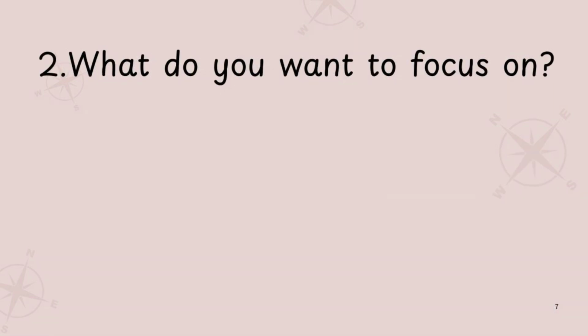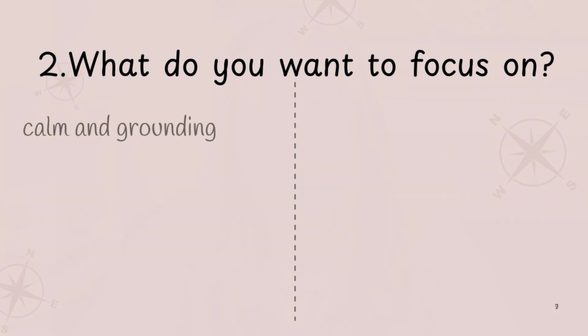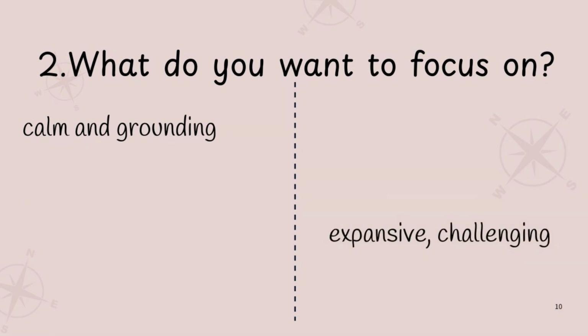And then step 2, tell ChatGPT what you want your visualization to focus on. So here you'll decide what type of visualization you're wanting to create. Do you want this to be calming and grounding, something to regulate your limbic system? Or do you want something that expands your comfort zone, like incremental training or building confidence in certain situations? You'll want to be specific here.